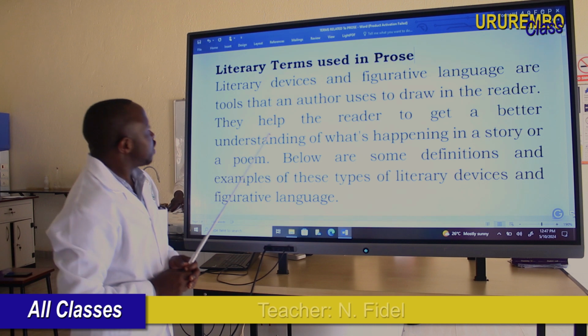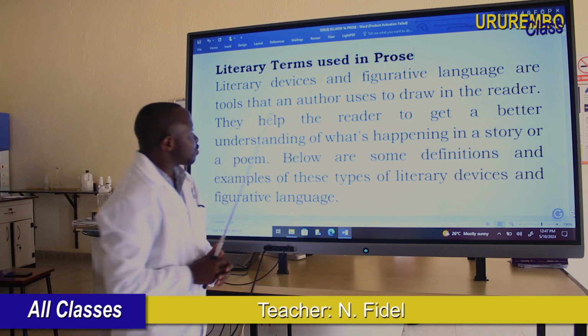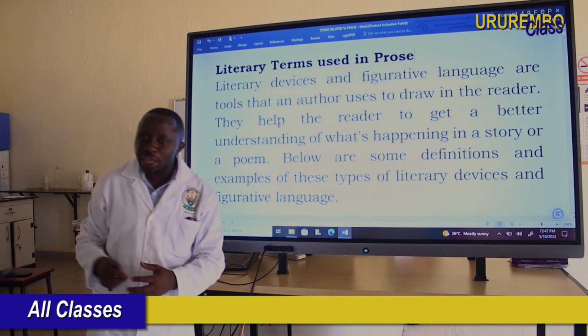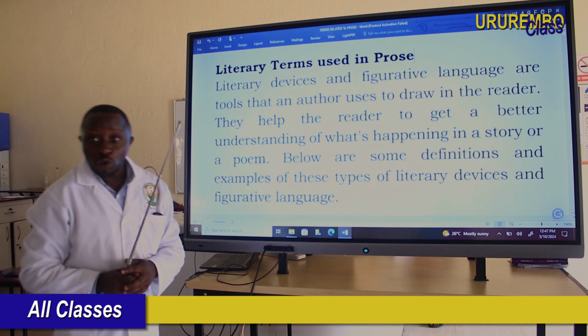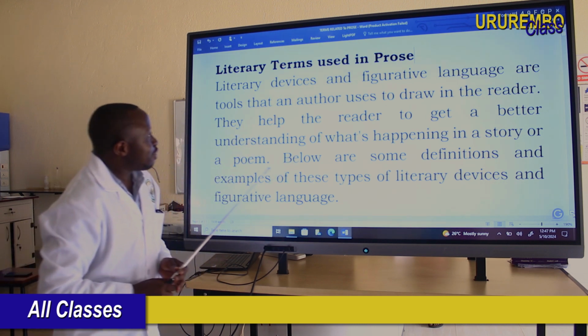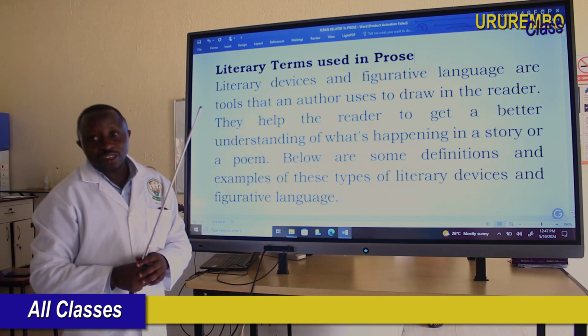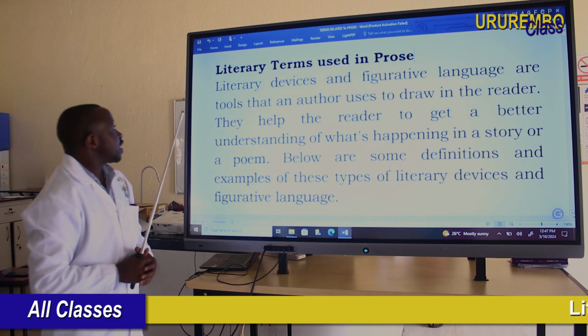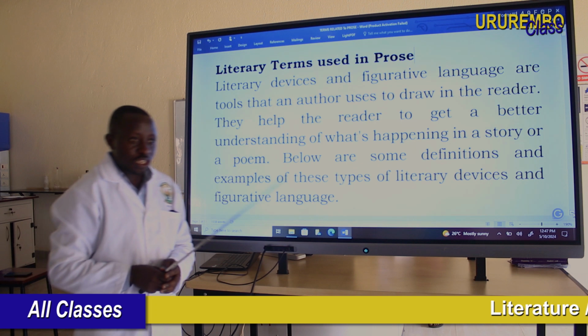Today's lesson is literary terms used in poetry. But before we go on, I hope you are okay, you are fresh, and you are ready to learn today. Okay, dear students? Dear students, we have here the lesson called literary terms used in poetry.